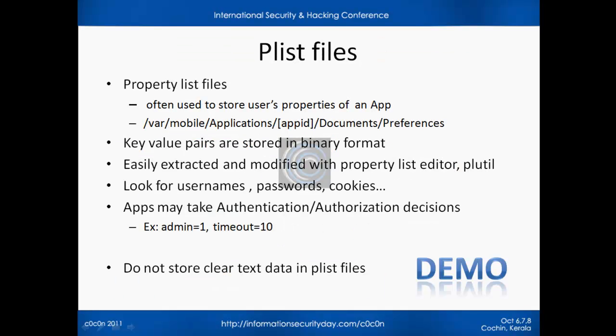Plist files, property list files. Generally applications use these property list files to store user preferences. Suppose you are playing a game, the plist may contain information like game level and your score and some other settings which you have made in that game. These plists are stored in the Documents Preferences directory under the application home directory. Plists contain key value pairs which are stored in binary format. This can be easily extracted or modified using plist editors or the plutil tool.